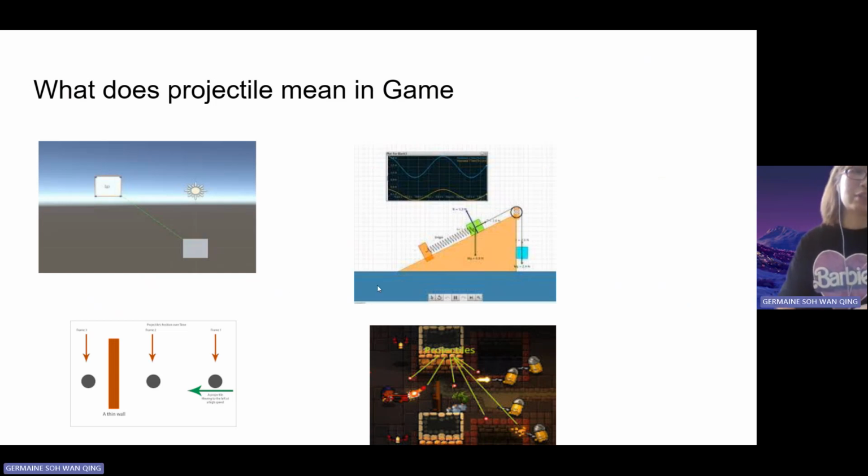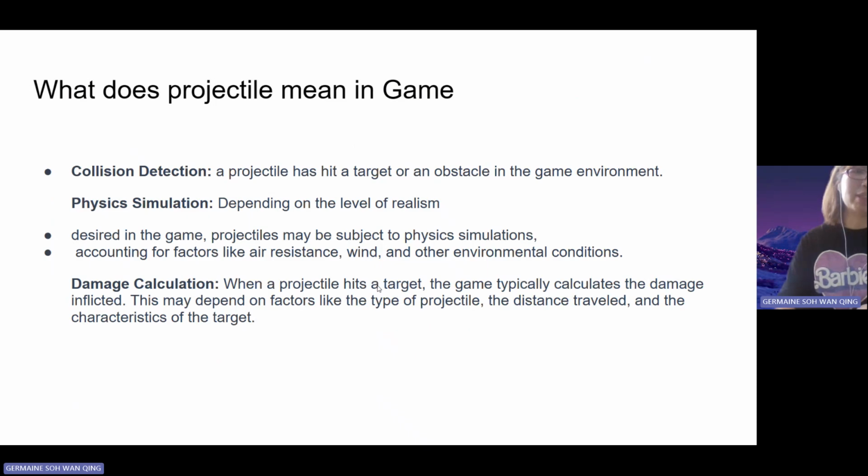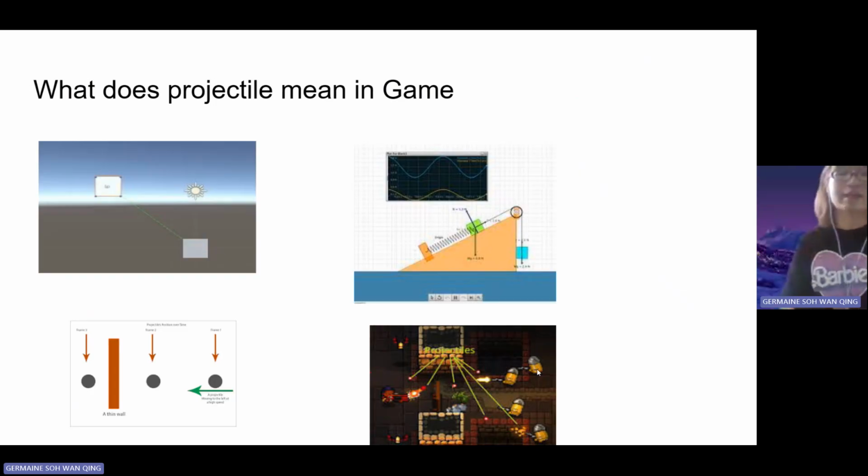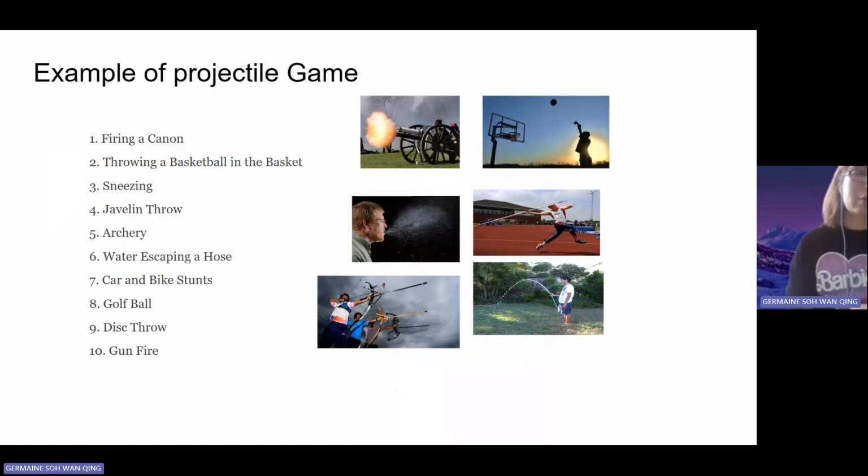This slide refers to the previous slide of the image and the example of the movement of projectile in a game. The last slide will be examples of projectile in a game, which can be used in Unity, for example: firing a cannon, throwing a basketball in a basket, archery, water skating, a horse, cars and bikes, and golf ball, as well as lastly gunfire.